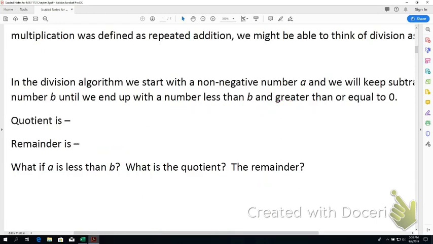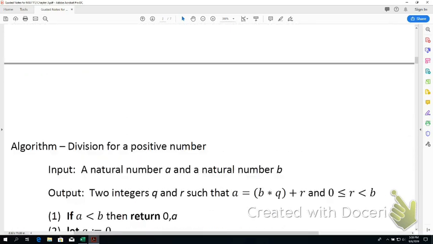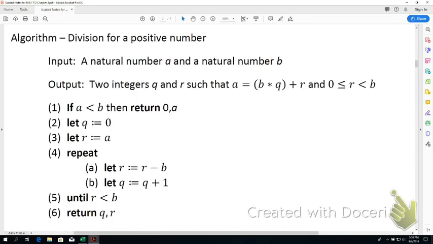Let's talk about the algorithm because I know we all love algorithms from chapter 2. So here's the division algorithm for a positive value. The input is a natural number A, and a natural number B. So we want to do A divided by B. And then you might wonder, well, why does the output have this weird formula here? How did we get that?